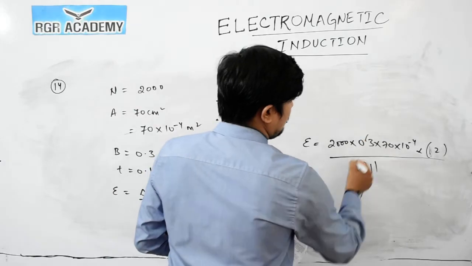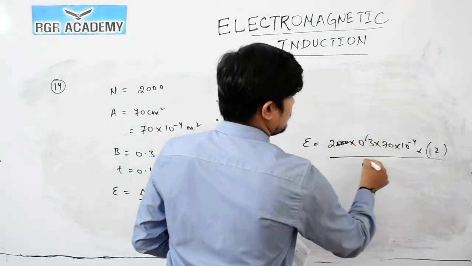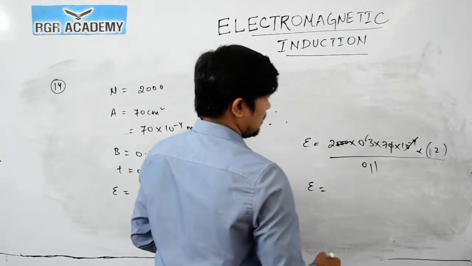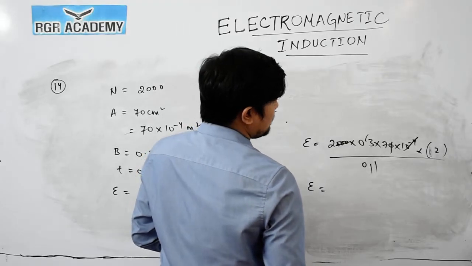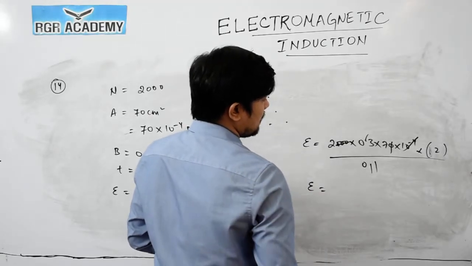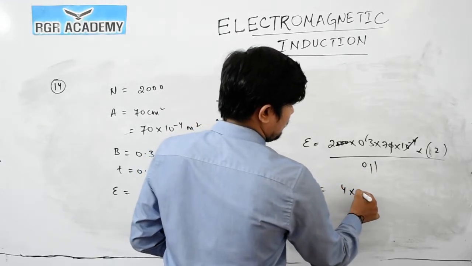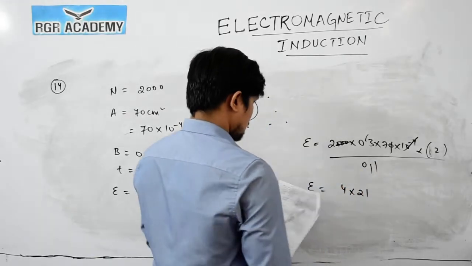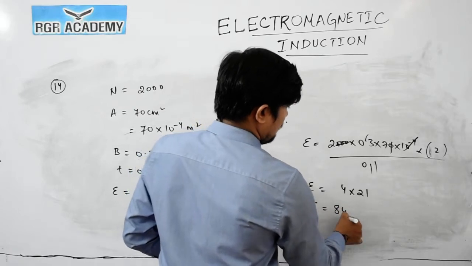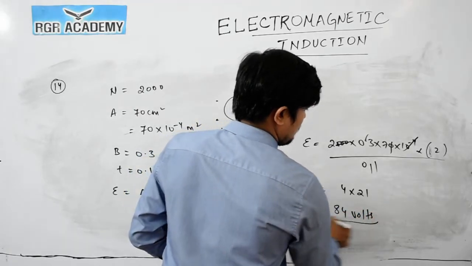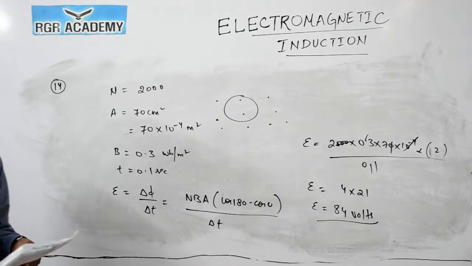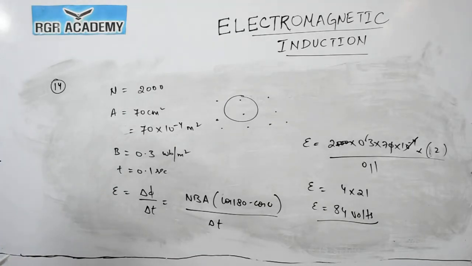The point will cancel out. So these 3 zeros and 1 more zero, so 4 zeros will cancel out. So it will become 6 4. So 4 into 21, 4 into 21. So answer will be how much? 84 volts. Clear? So that was question number 14. Now we will move on to question number 15.